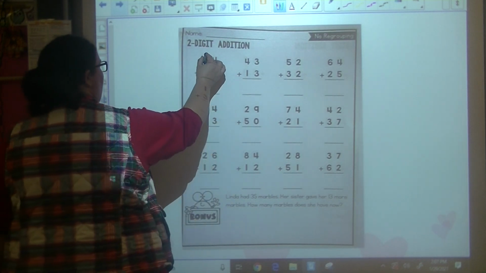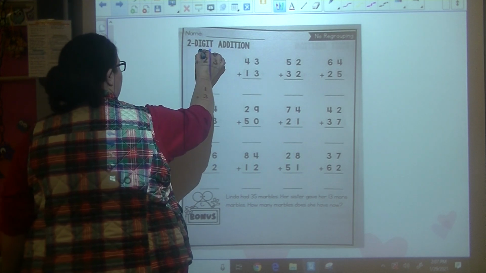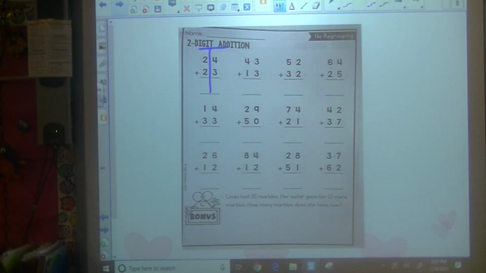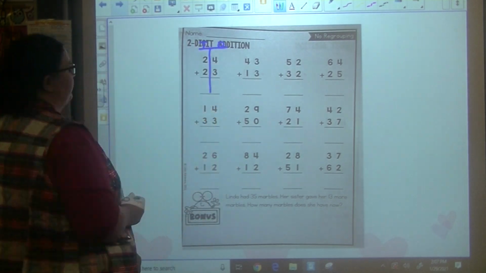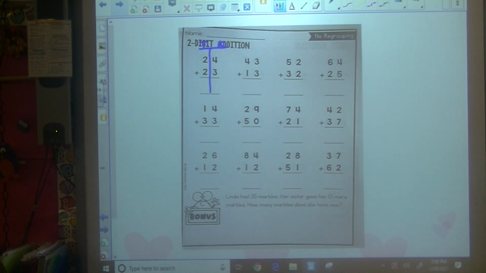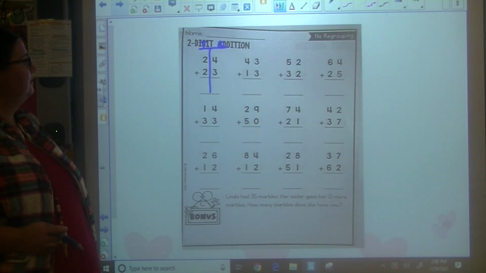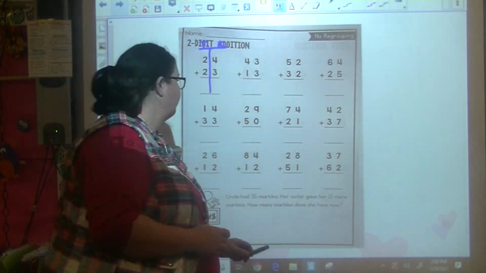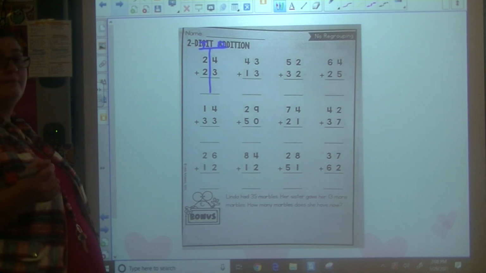So I'm going to draw a little chart like this. It's like a T. I can put a T for tens and an O for ones if I want to show you which ones are my tens and which ones are my ones. I'm able to add.